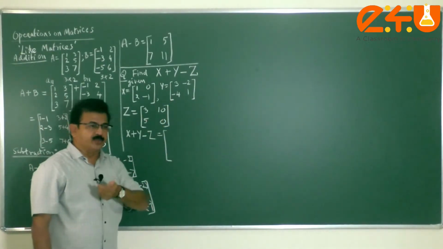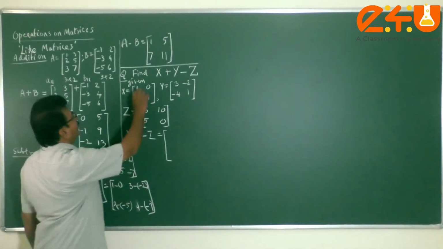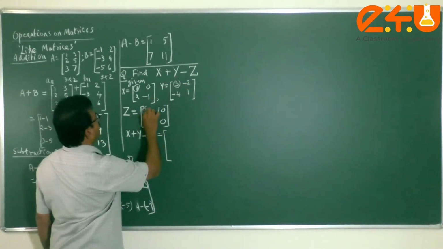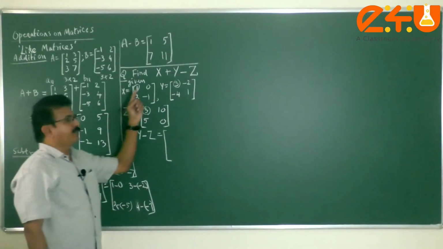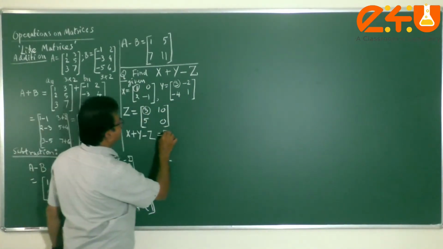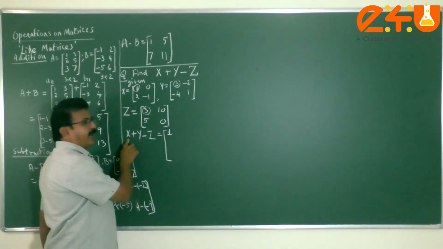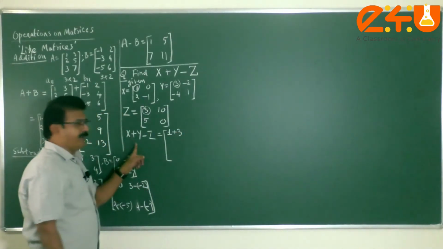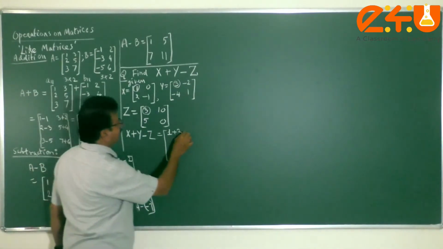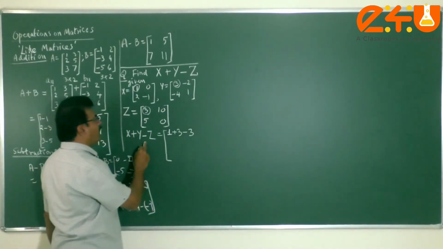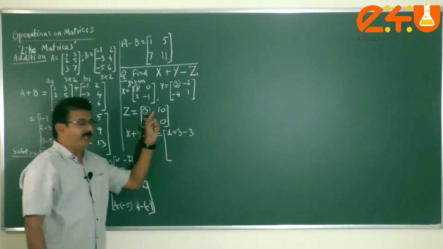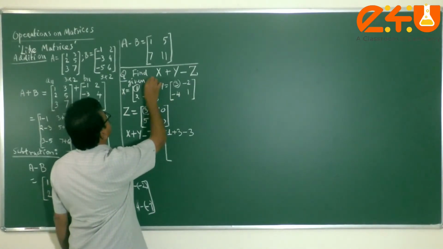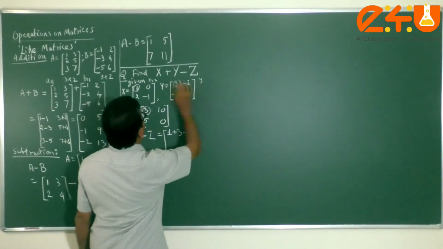In the RHS, what I wish to do is take up the corresponding elements. I am going to highlight now first row, first column, first row, first column, and first row, first column from X, from Y, and Z. So from X, the element I have taken is 1, and from Y, the element is 3, and it is added, but the element you take from Z has to be subtracted. So it is negative of 3.